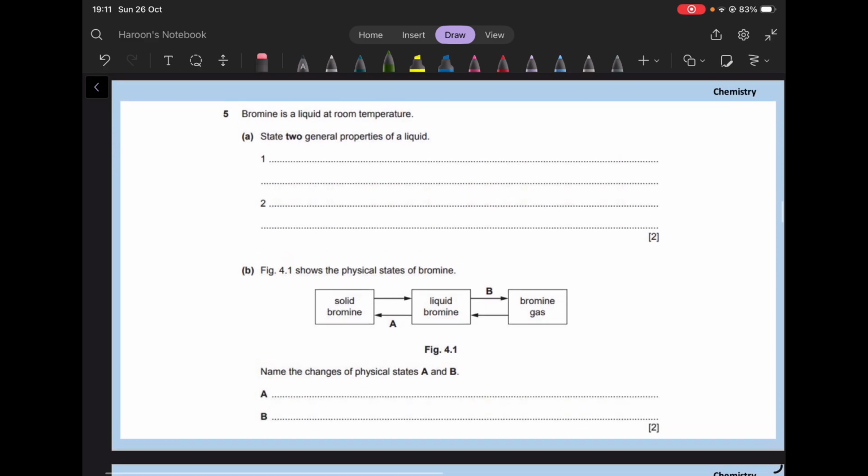Okay, let's attempt a few structured questions. Bromine is a liquid at room temperature. State two general properties of a liquid. So one of the properties we already discussed. They take the shape of the container. That is, they don't have a fixed shape.